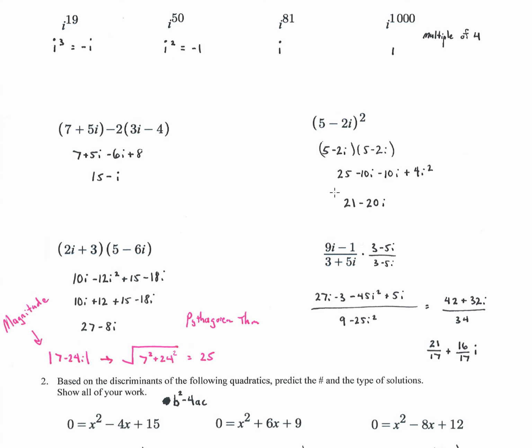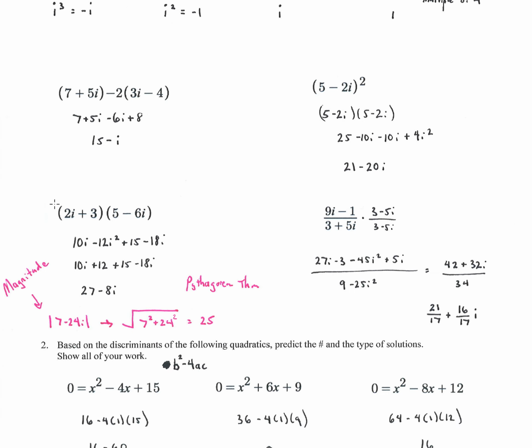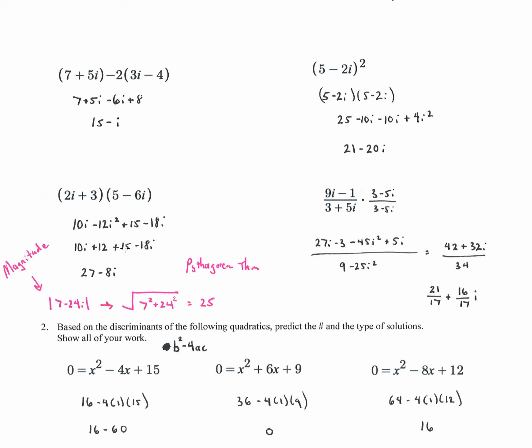And again, if you look at how I'm writing these, I'm writing them in standard form, which means I write the real part, and then I write the imaginary part. This is just me FOILing 2i and 5, and so on. When you get to here and you have a negative 12i squared, you're going to think of that as just a plus 12, because remember, i squared is just minus 1. And then you take the 12 and the 15 to make 27, and the 10i and the negative 18i to make negative 8i.